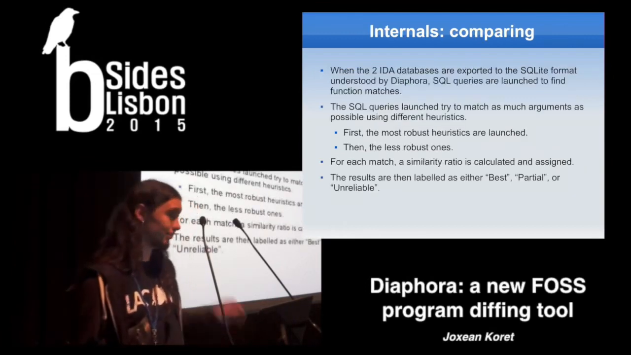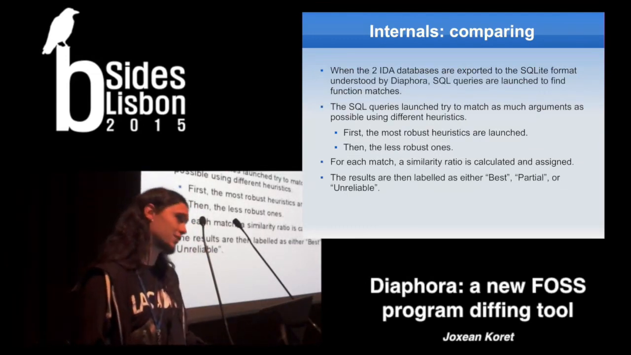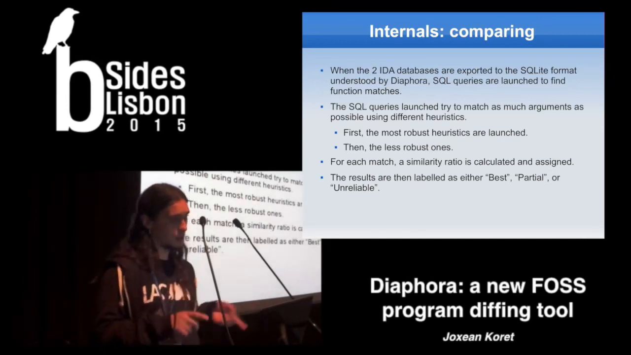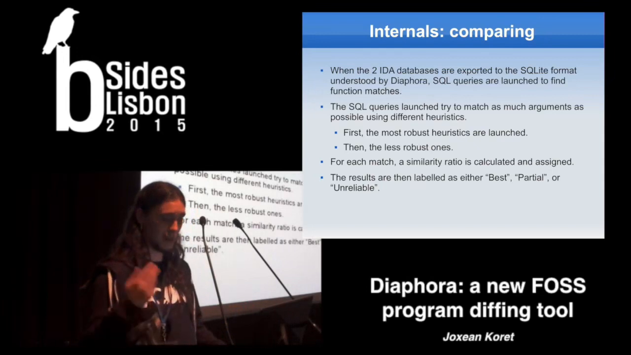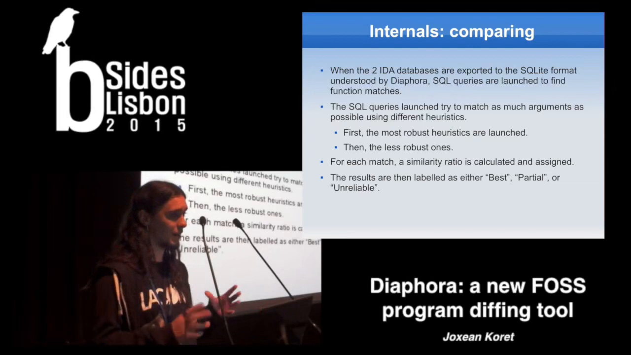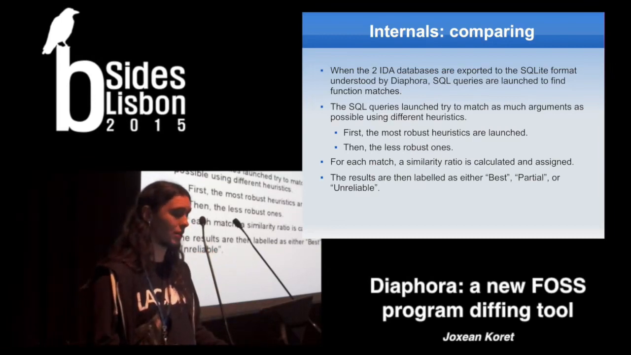Okay, comparison. When comparing two IDA databases, and as of now, Diaphora can only compare two databases, it cannot compare, for example, a directory or something like that. The two databases that are exported to the SQLite format, understood by Diaphora, are simply compared using SQL queries with all the attributes that were extracted before. The SQL queries launched try to match as many functions as possible using many different heuristics.